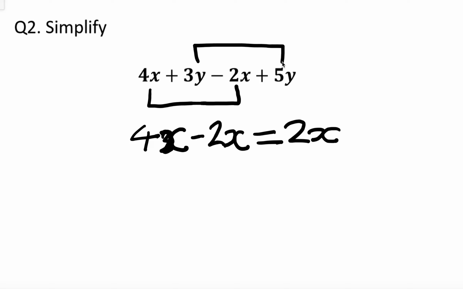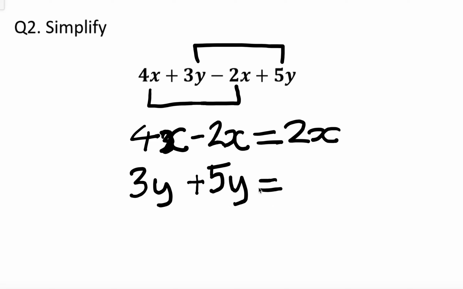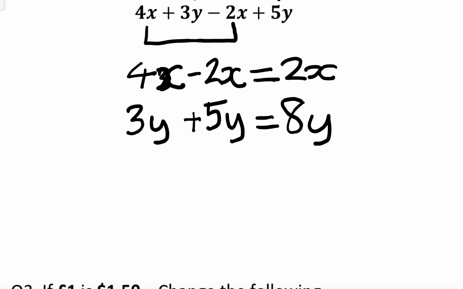So we've got those there together. We've got 3y plus 5y. So 3 and 5, 8. So there we have it. We've added the y's and x's. Now all we need to do right now is the final simplification. It's going to be 2x plus 8y.